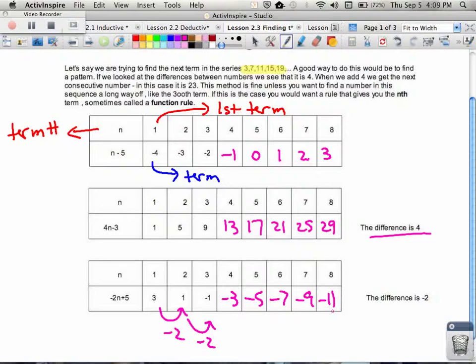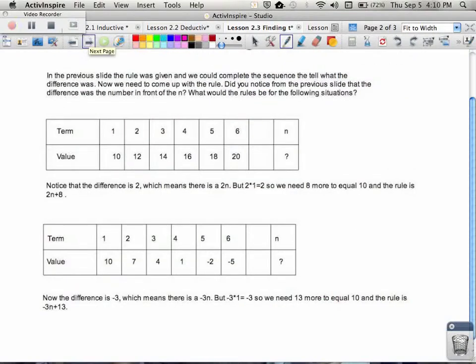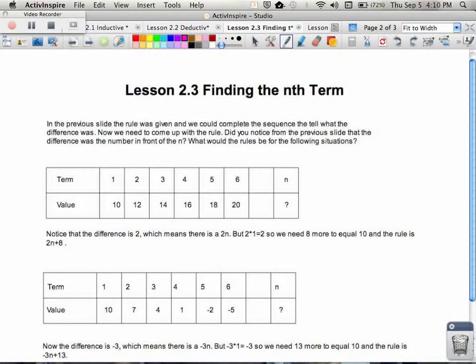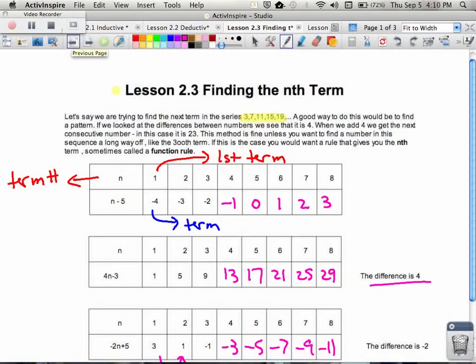Again, this is really convenient as long as the numbers that you're working with are relatively small and the chart goes in order. Sometimes that's not the case. So let's see what happens when that's not the case. In the previous slide, the rule was given and we could complete the sequence and tell what the difference was. Now we're going to come up with the rule. In the previous slide, did you notice that the difference was the number in front of the n? We didn't really talk about that, so let's talk about that.